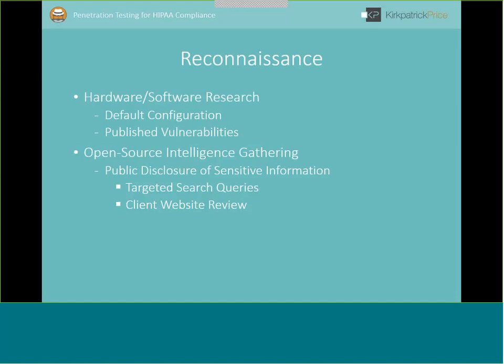So we try to gather as much information as possible during the reconnaissance phase so that we are prepared to start to take action on these things once we begin active testing. A couple of things we look for once we identify the systems that are in use, or as much as we can: we try and identify default configurations for those systems to get an idea of whether or not there might be some default passwords, some insecure protocols in use, that sort of thing. We also start to look for published vulnerabilities for those systems.